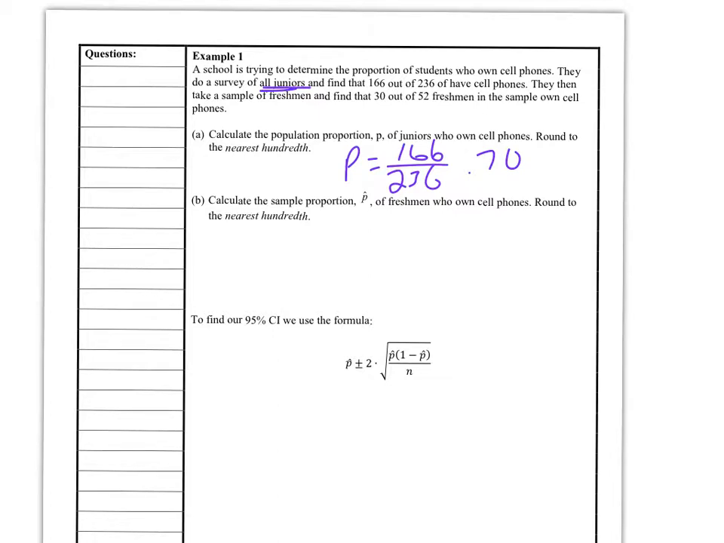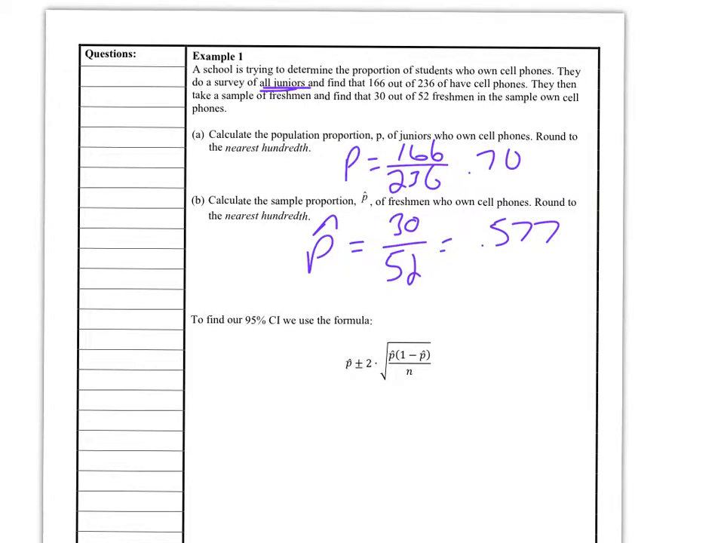Next part: calculate the sample proportion, p hat, of freshmen who own cell phones, to the nearest hundredth. So p hat, still the same idea. It's still a part over a whole, but p hat indicates that it is a sample. This is not all of the data, and because it is not all of the data, it is subject to being wrong. If you took a sample of 52 and somebody else took a sample of 52 people, you're probably not going to get the exact same answer.